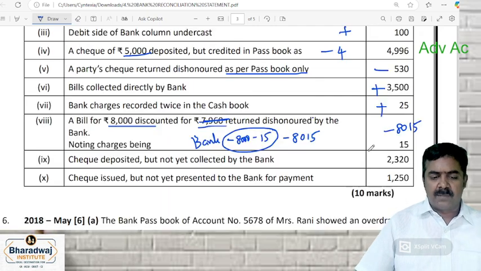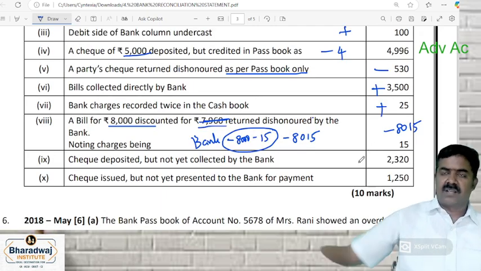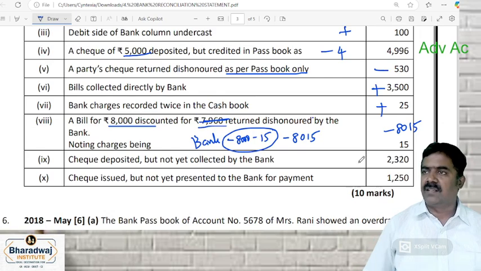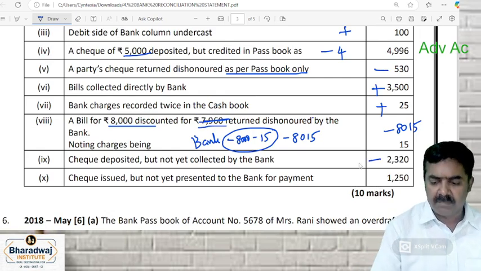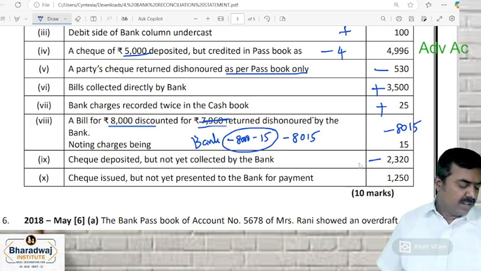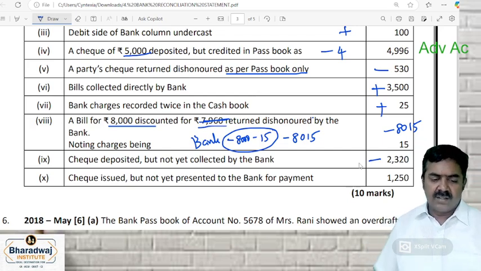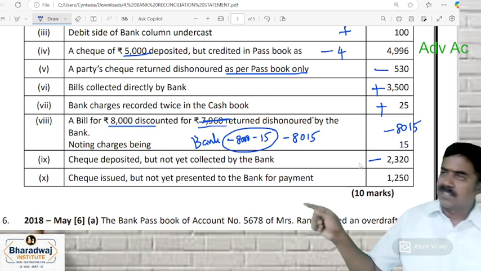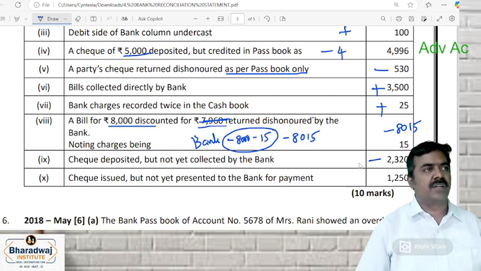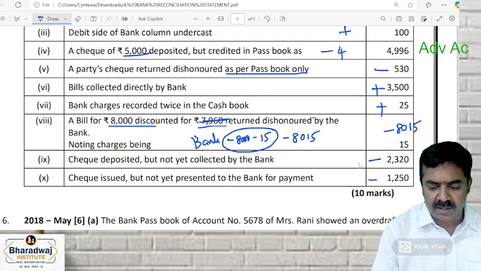Checks deposited but not collected by the bank. The customer would have added, we should also add it. But OD starting, final minus 2,320. Checks issued. The customer would have deducted, we should also deduct it. But OD starting, final add.